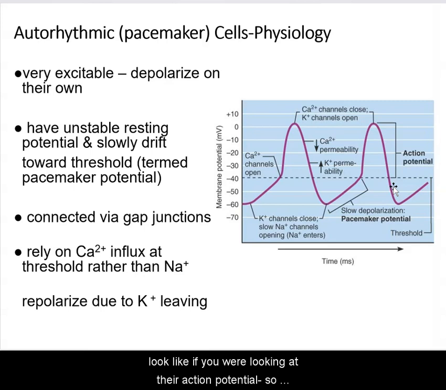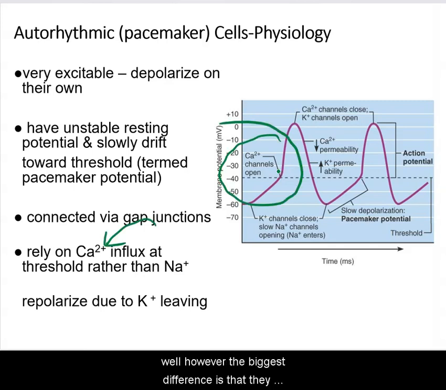As I said, they depolarize on their own. They're constantly moving, kind of drifting towards threshold. They have gap junctions as well. However, the biggest difference is that they depolarize when calcium enters, not sodium. So the pacemaker cells are also dependent on calcium because that's what depolarizes them. That's what starts the action potential. Now they still repolarize, reset, when potassium leaves. So that part is similar.